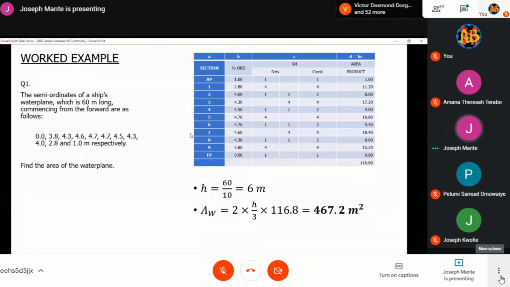Since the vessel is actually a regular body and you are ready to calculate its area, it's prudent you multiply the half coordinate by the Simpson's multiplier. Then you can get the area product. So this is what the formula says: 1 4 1. So when you go to 2, you are starting from 1 again.